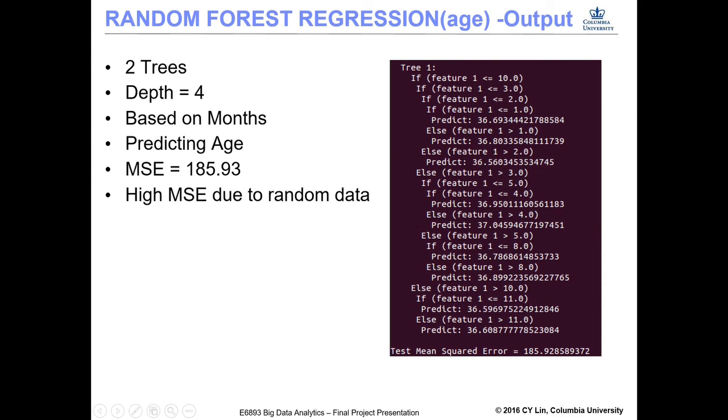Now this is the output we get. This is one snippet, which is the second tree over here, and the mean square error you find is 185.9. You find that this is huge compared to the prediction of the years. The reason being, there is a high MSE, that is the mean square error, due to randomized data, and also this mean square error can be reduced by increasing the number of trees as well.